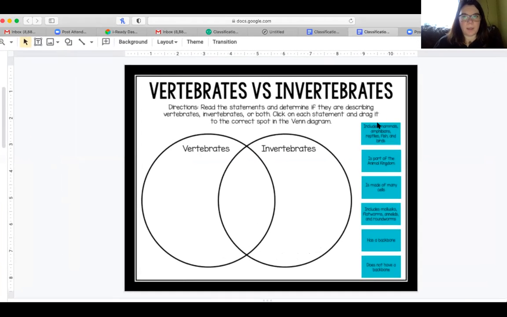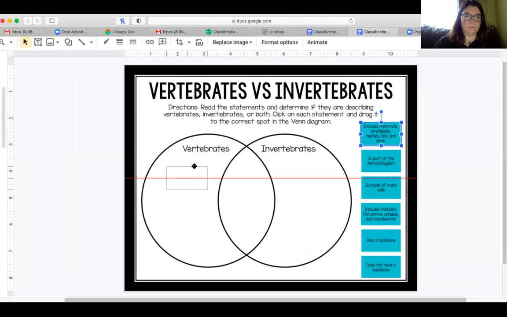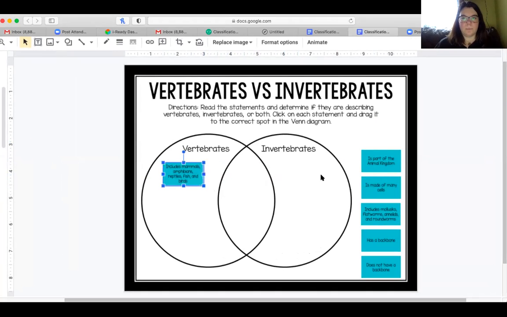There, that helps. Okay, so includes mammals, amphibians, reptiles, fish, and birds. Well, we know that those are vertebrates. Is part of the animal kingdom. Well, invertebrates and vertebrates are both part of the animal kingdom. If you remember, the animal kingdom can be divided into two groups, vertebrates and invertebrates. Is made of many cells. If we remember back, animals are made of many cells, all animals, vertebrates and invertebrates.